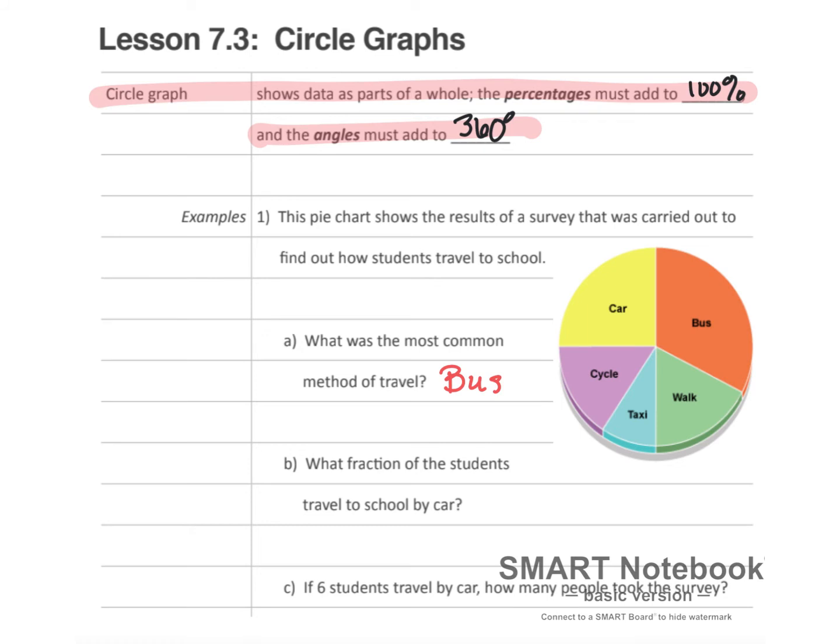What fraction of the students traveled to school by car? So here's our car, and that takes up 1/4 of our circle. So if 6 students traveled by car, how many students took the survey? So 1/4 times 6 over 1. So that would be 4 times 6. Sorry, not 1/4. We would have 24 students took the survey.